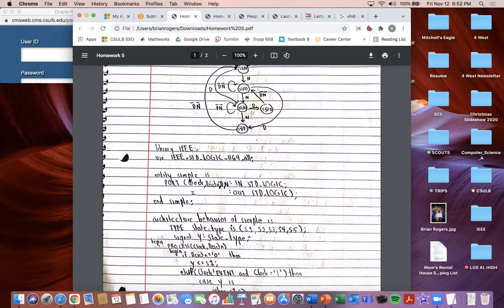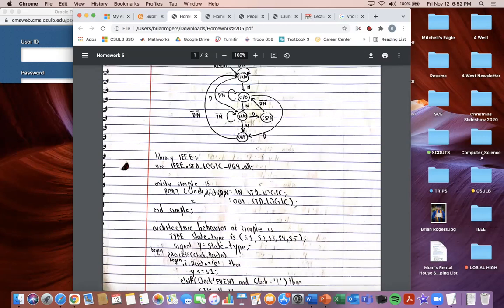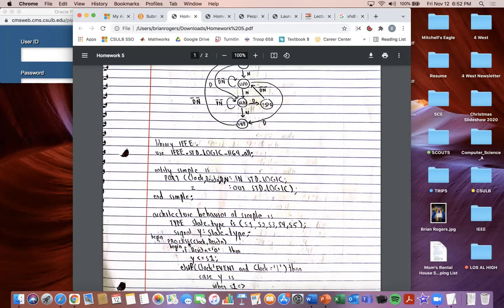For the behavior of this entity, I have the state type, and so I have my S1, S2, S3, S4, S5, because here we had 1, 2, 3, 4, 5 states. And then signal Y is going to be a state type, because Y is what we assign the states to. So we're going to have a process.